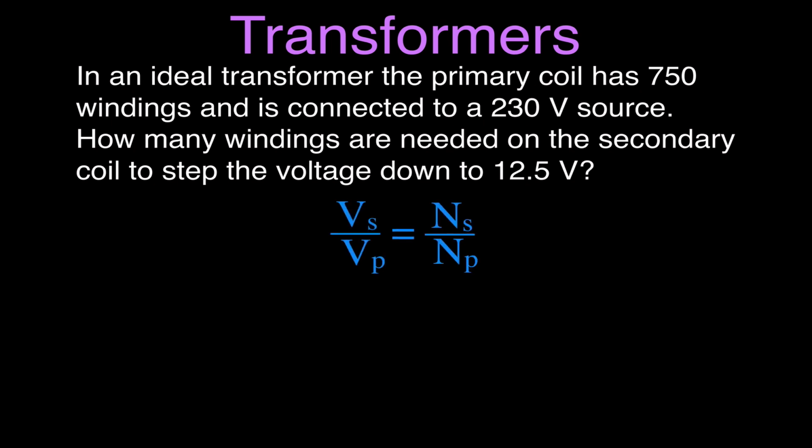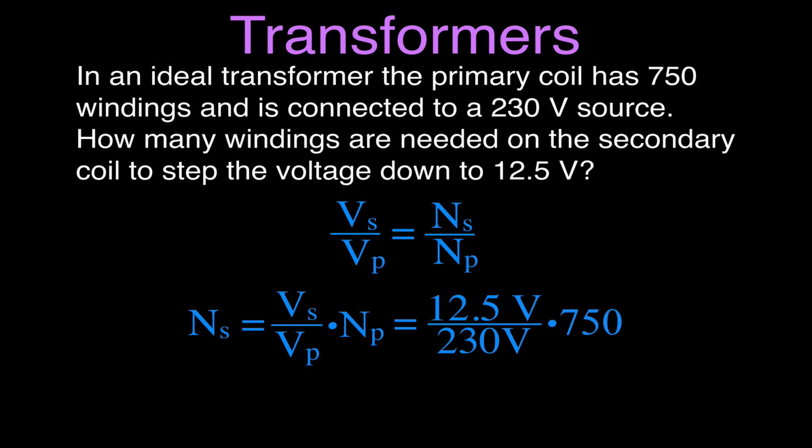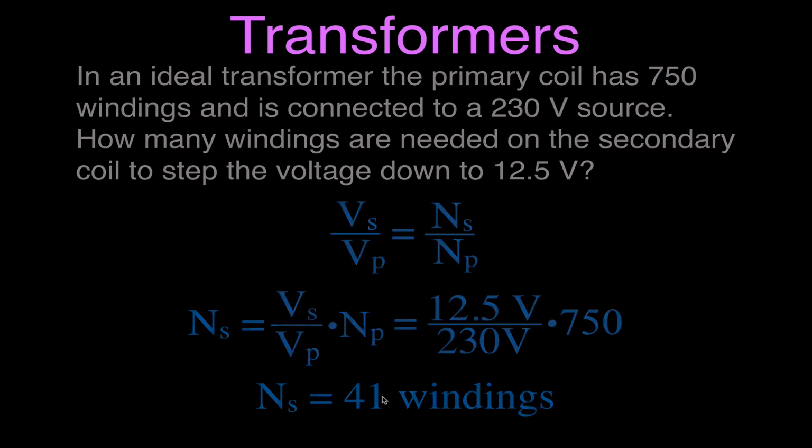Now I'm going to start with this equation. This is the equation we developed in the previous video for the relationship between the voltages and the number of windings. We want to solve for the number of windings on the secondary, NS. So NS is going to be equal to VS divided by VP times the number of windings on the primary. We can just plug those values in, 12.5 divided by 230 times 750, and that means we're going to have 41. We want to have less voltage, so we want to have less windings. That was about 40.6, I rounded it to 41.